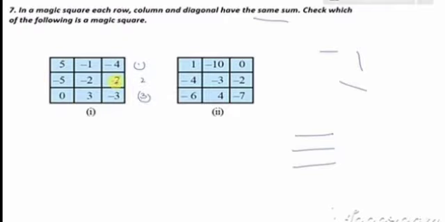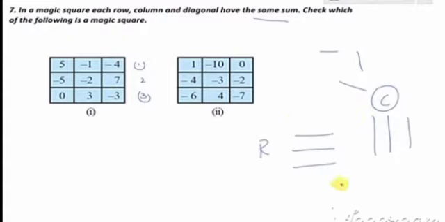And what are columns? Columns are 5, minus 5, 0. These are columns. So a column is vertical. When we represent it vertically, then it is a column. So horizontal lines are rows and vertical lines are columns. Minus 1, minus 2, 3, this is the second column. Minus 4, 7, minus 3, this is the third column.